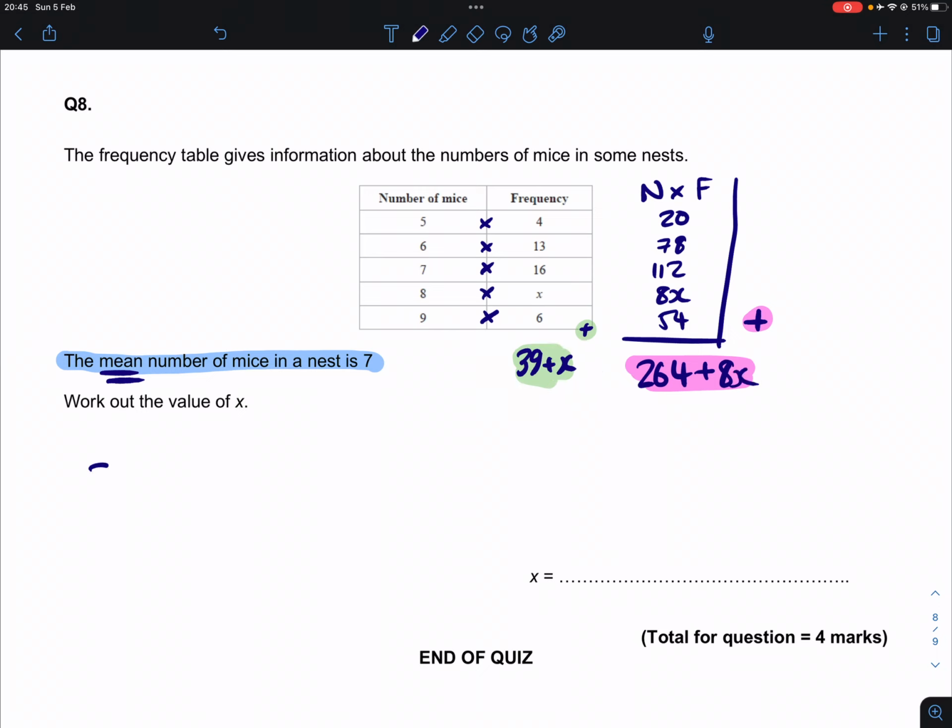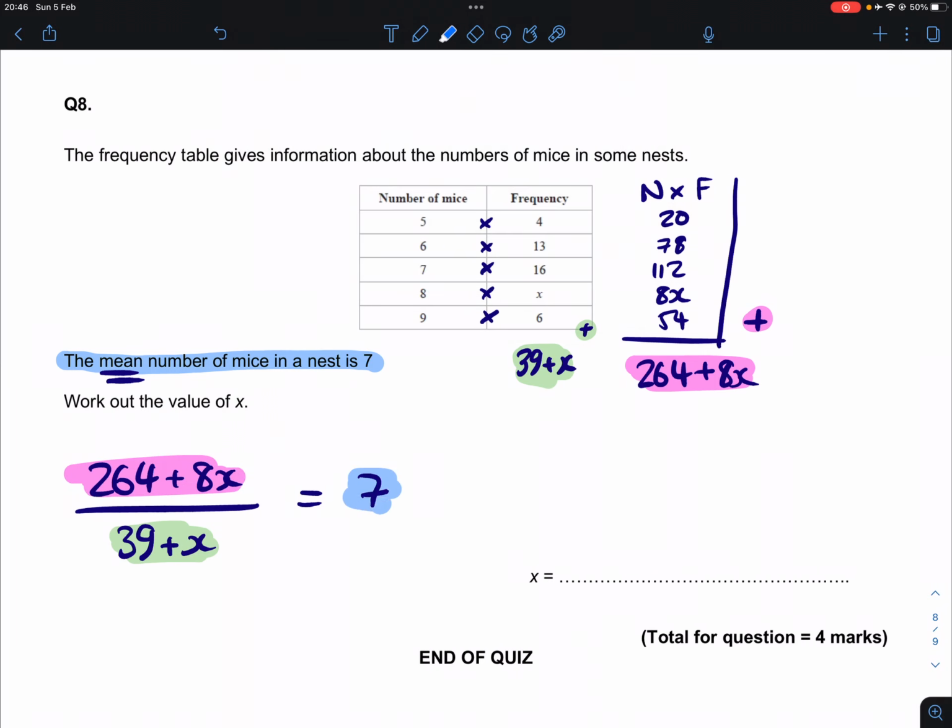From that, we end up creating the following equation: 264 plus 8x all over 39 plus x will equal 7. So this is now a quite complicated looking equation that we can solve in order to find x. First step of solving this equation is to get rid of that fraction. So we're going to multiply both sides by 39 plus x.